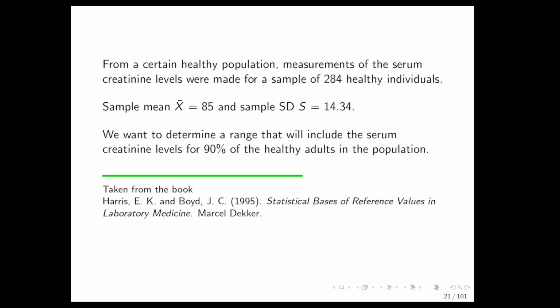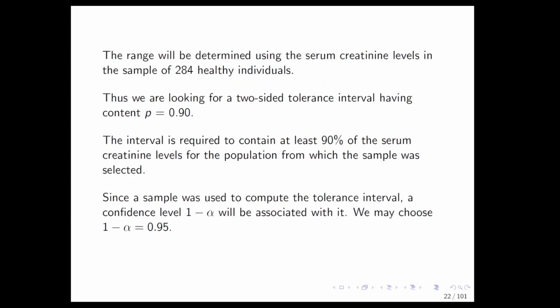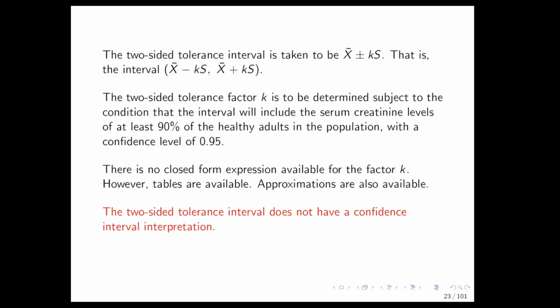But this interval will be computed using the sample. So I have to have a confidence level associated with it. In other words, we are now going to compute what would be called a two-sided tolerance interval, which will have a lower limit and an upper limit. So we will take it to be x bar minus ks to x bar plus ks for a suitably chosen factor k. Now, interestingly, this interval does not have a confidence interval interpretation.